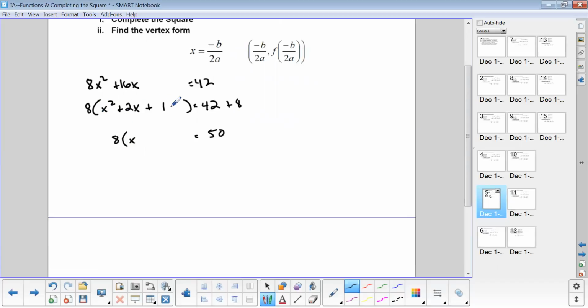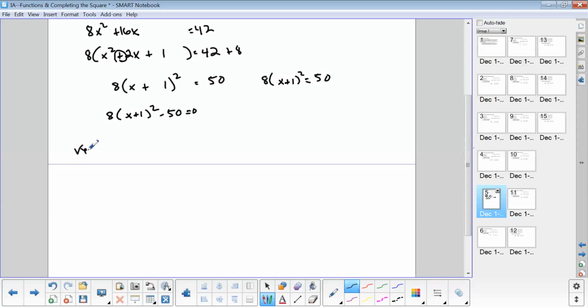Since I've created a perfect square trinomial, it's going to be x plus, because of the sign, the square root of 1, or half of 2, which is 1. I'm going to rewrite that, because I'm going to solve this in just a moment to find my solutions. So here I want to subtract the 50 so I can get to my vertex form. So my vertex would be -1, -50.